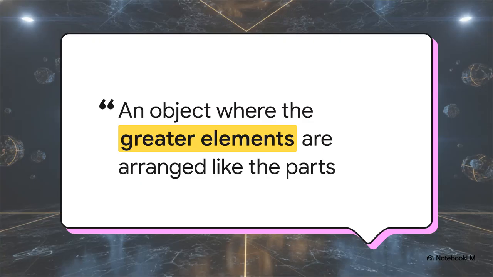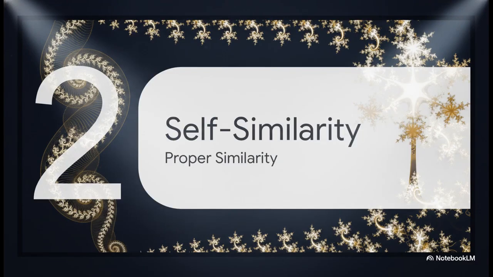This visual phenomenon actually has a beautiful historical parallel. Take a look at this quote from the 18th century scientist and mystic Emanuel Swedenborg. He wrote, "A fractal is an object where the greater elements are arranged like the parts, and the parts like the greater elements." Now, historically speaking, Swedenborg was actually talking about his concept of the structure of heaven when he wrote this. But honestly, his words perfectly hit the nail on the head when defining the mathematical reality of what we now call fractals. Moving right along to Section 2, defining proper self-similarity.